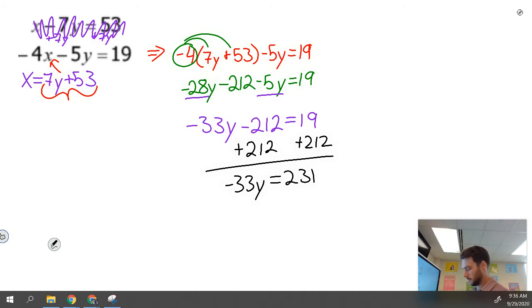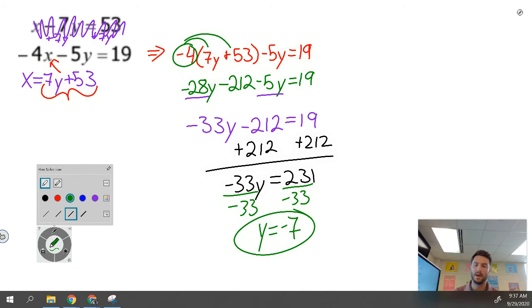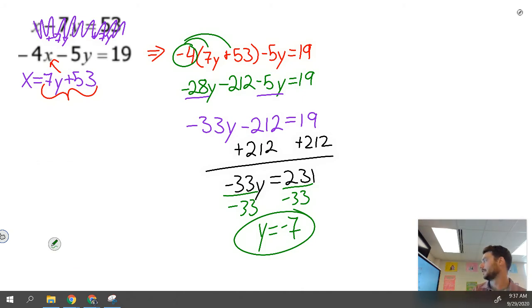231 divided by 33 is 7. So if you finish this out, y equals negative 7. It'll be fair to use your calculator to divide that out. So y equals negative 7, which is great, but that's not our final answer. Once again, we need to plug that back in to find a good value.